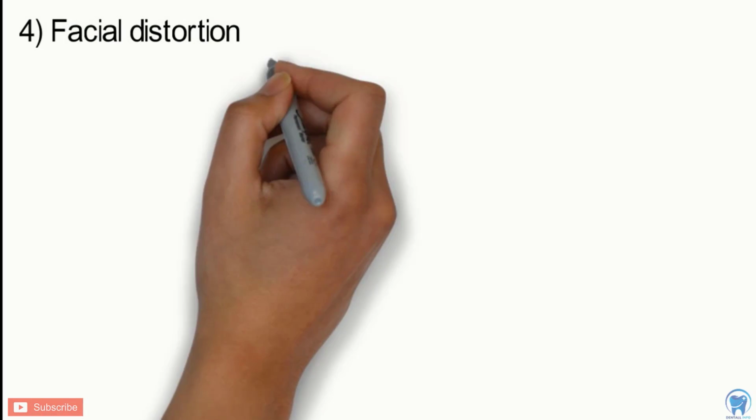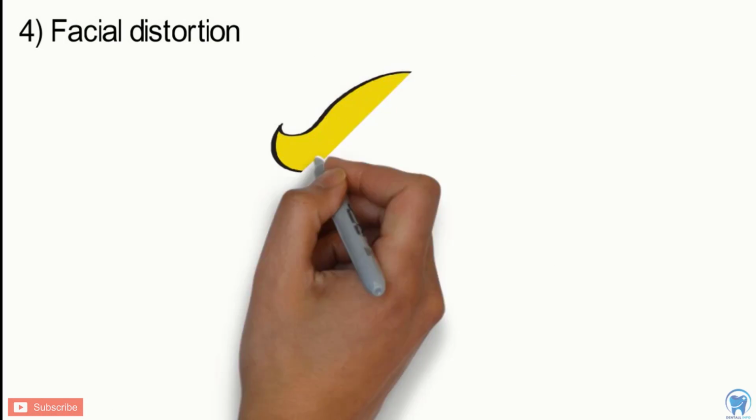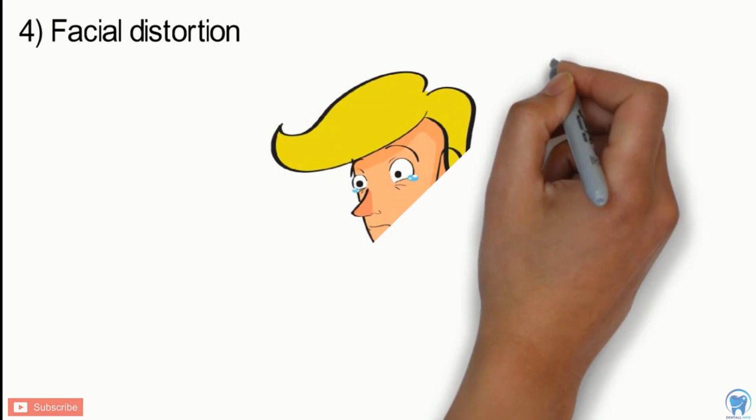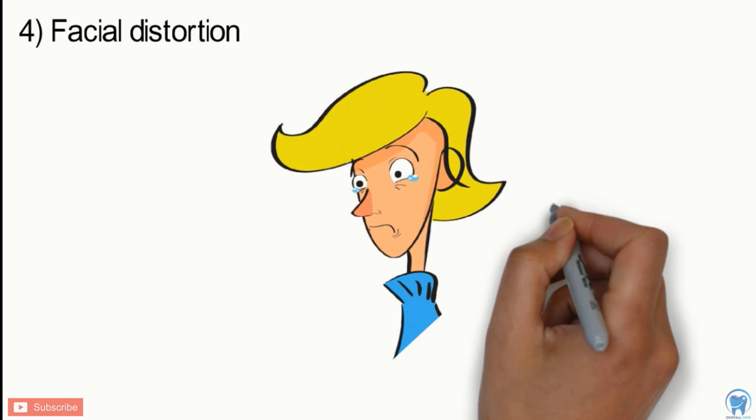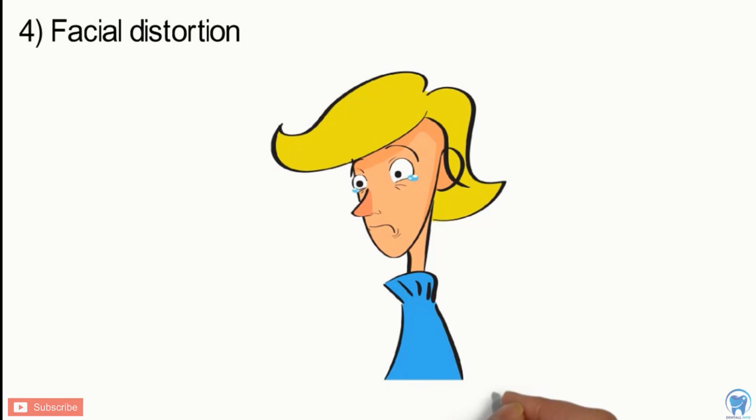Next is facial distortion. Decreased vertical dimension has effects like nose appearing closer to the chin, loss of lip fullness, loss of tonicity of muscles of facial expression, face appears flabby, and patient appears older.